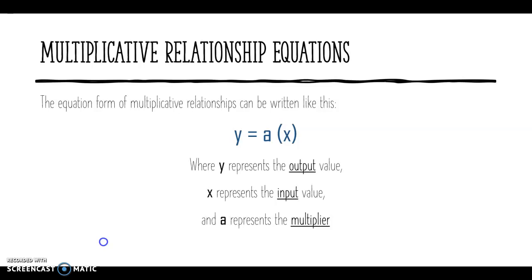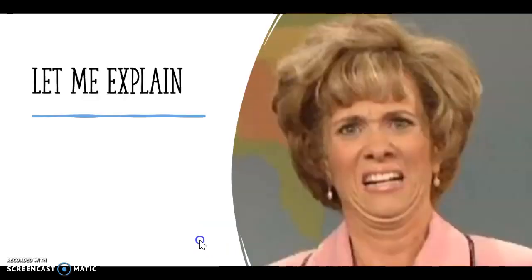The equation form of a multiplicative relationship can be written like this. Y equals A times X. Make sure you write this down in your notes. Y represents the output value, X represents the input value, and A represents the multiplier. Make sure you write that down in your notes. Now, before you give me this look and say, I don't get it, I've never seen that before, it doesn't make any sense, let me explain.